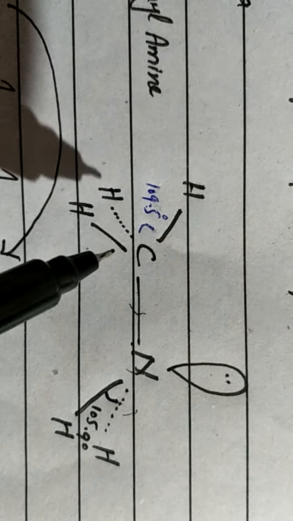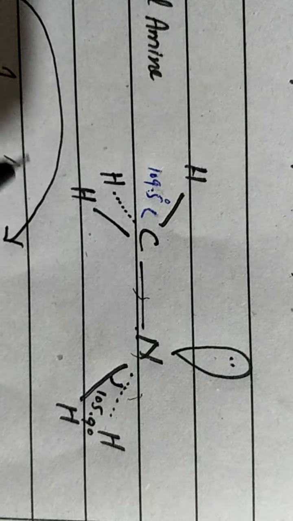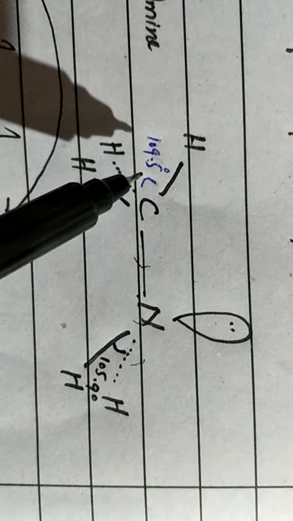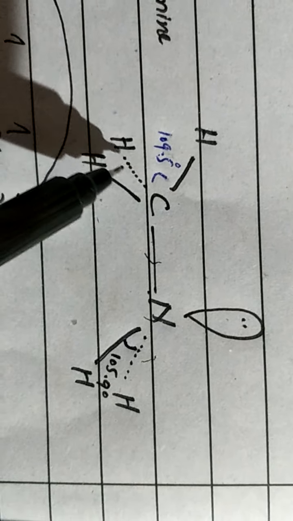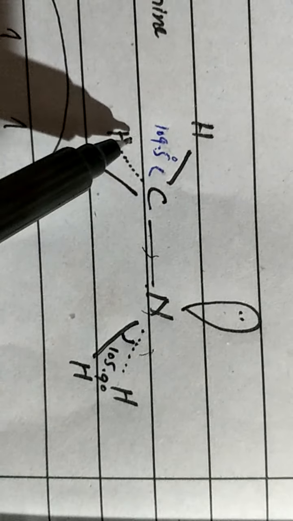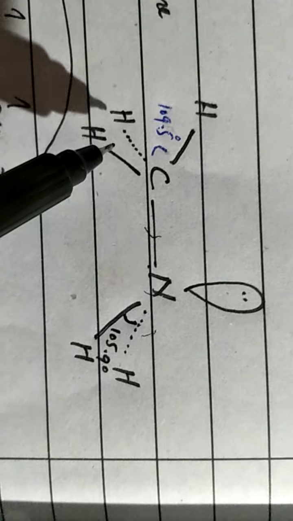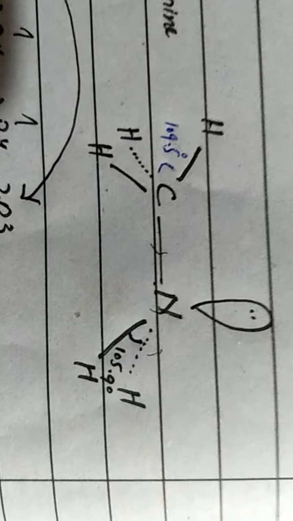So in this structure, the C-H sigma bond is formed by the overlap of the sp3 orbital of carbon and the s orbital of hydrogen. All the bond angles are approximately tetrahedral. All the bond angles are 109.5 degrees. The HCH bond angle is 109.5 degrees.